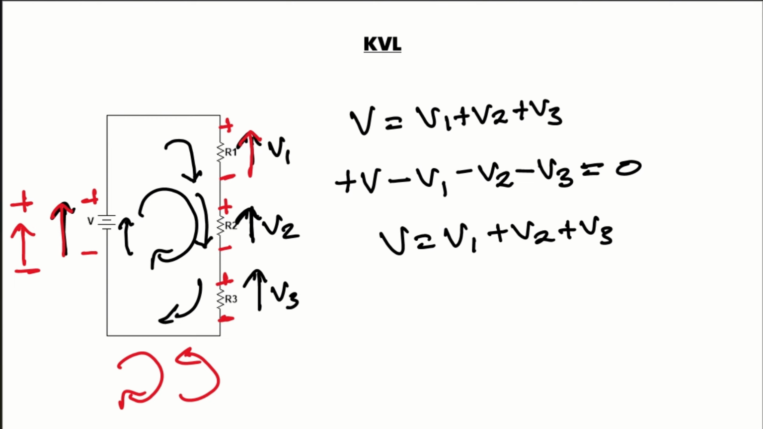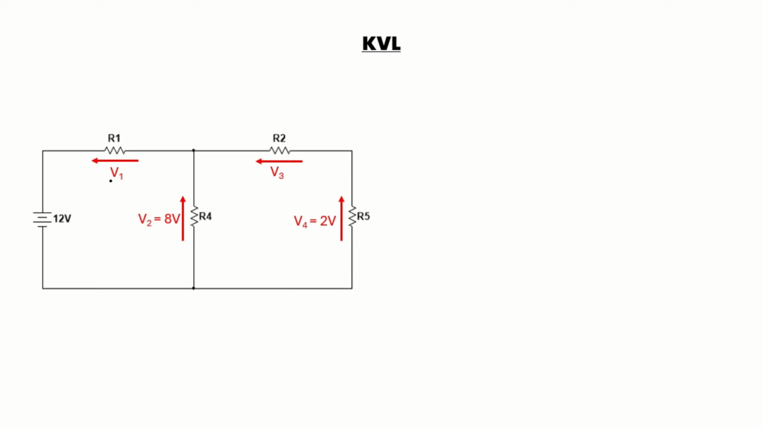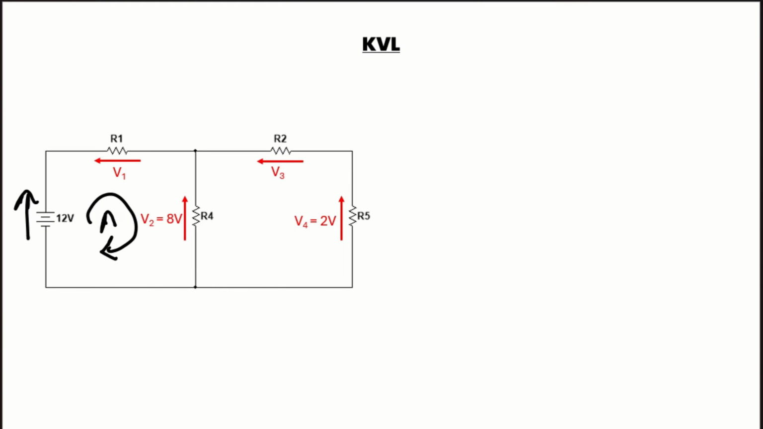Now let's dive into a question. In this question, we will try to find out the value of V1 and the value of V3, where the voltage across the power supply is given as 12 volts, the voltage across the R4 resistor is 8 volts, and the voltage across the R5 resistor is 2 volts. Now, we call this first loop A, and the second loop B.